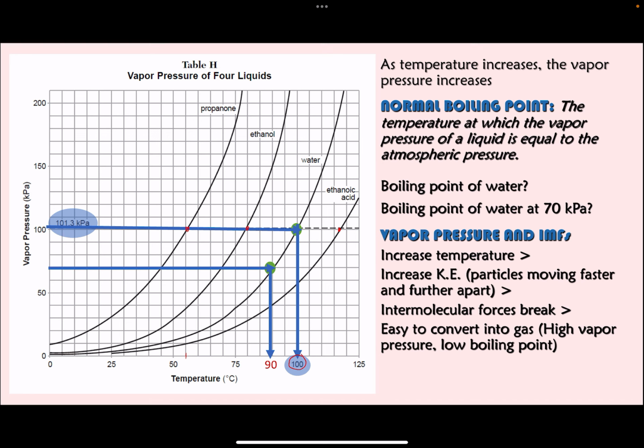Okay, so another definition for vapor pressure normally is how likely it is for a substance to be in the gas phase. And so the higher the vapor pressure is, the more likely the substance is to be in the gas phase. So in this case, if we are increasing the temperature, we are increasing the likelihood of that substance to be in the gas phase. That means we are going to have very, very high vapor pressure.